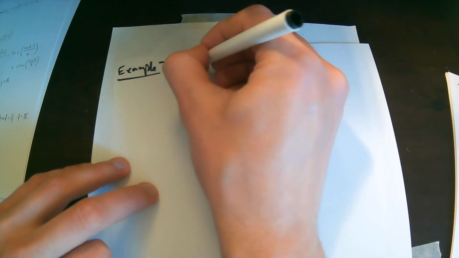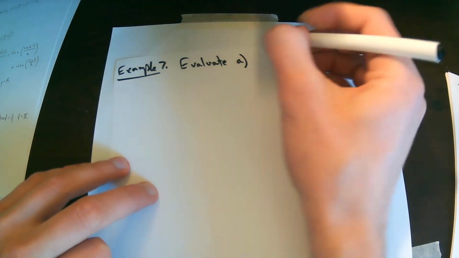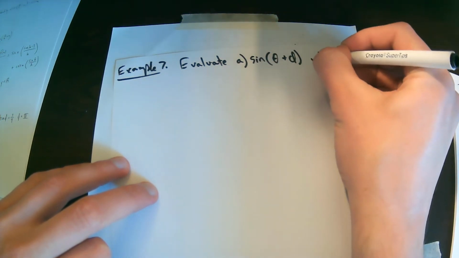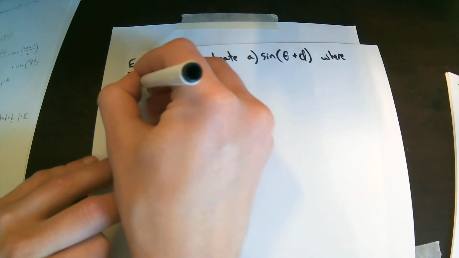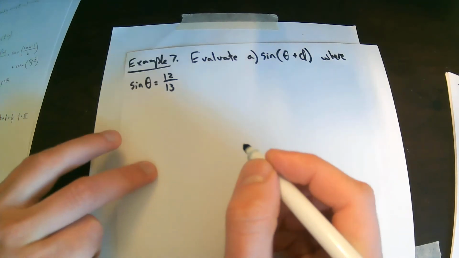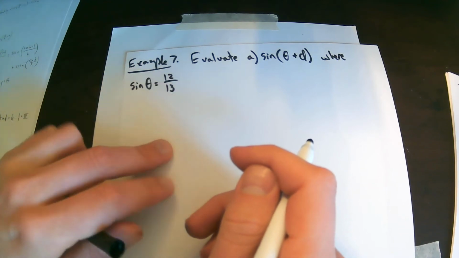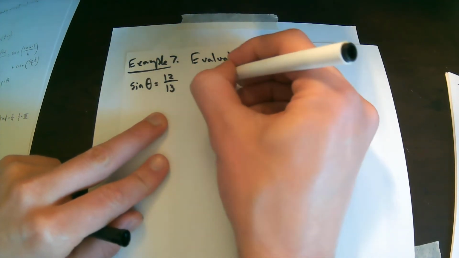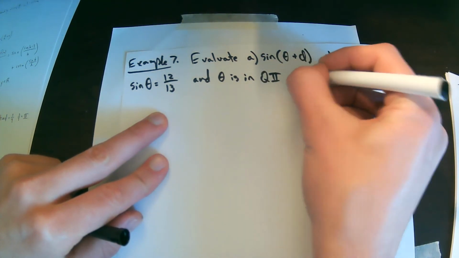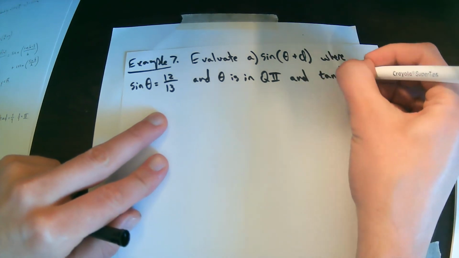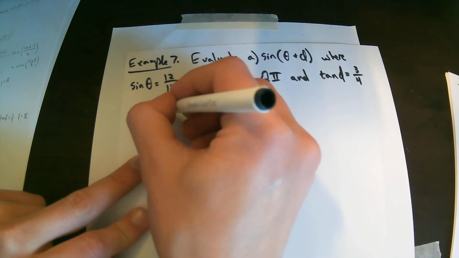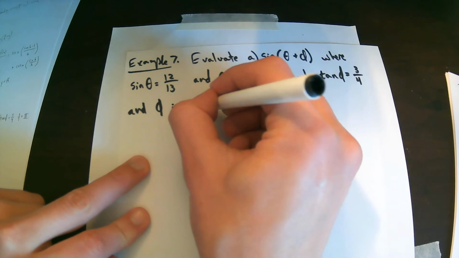Let's see, evaluate, call this A, sine of theta plus phi, where this is an interesting problem, where sine of theta is equal to 12 over 13. So this time they're telling us exactly what the ratio of these sides is, and theta is in quadrant 2, and tangent of phi is equal to 3 over 4, and phi is in quadrant 3.